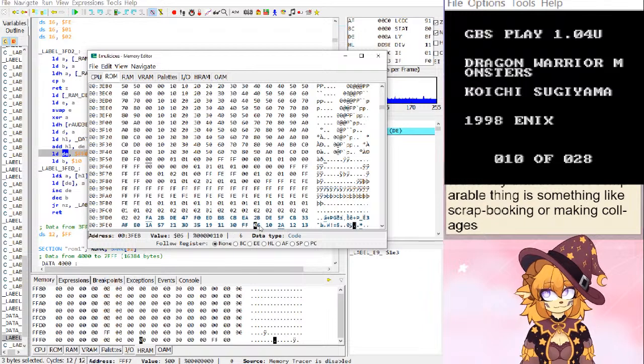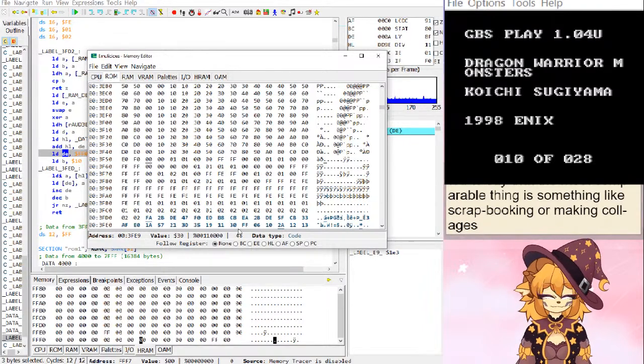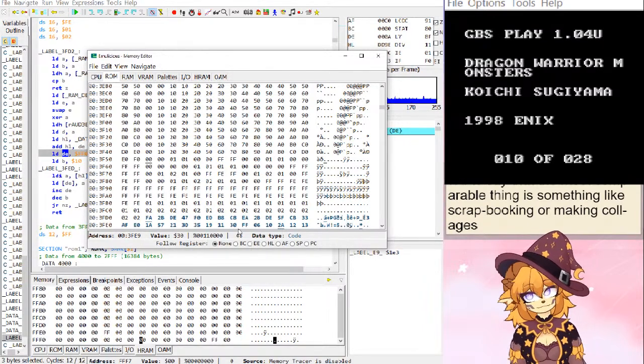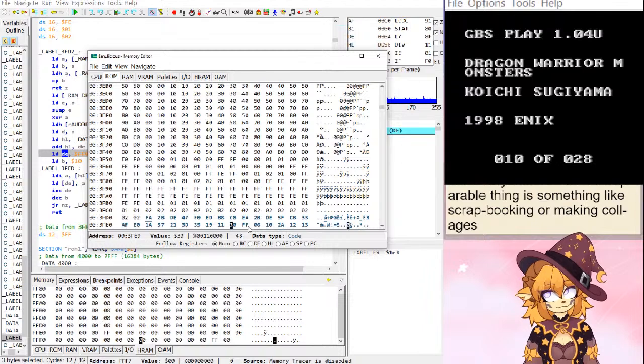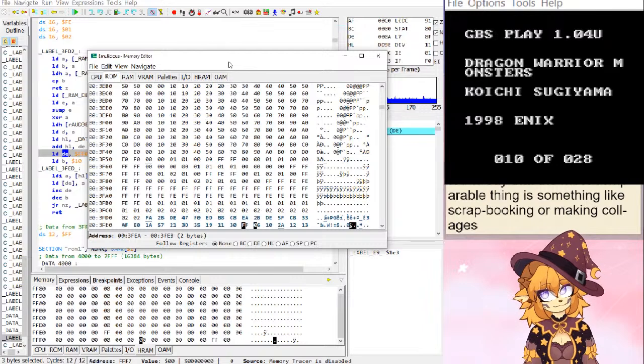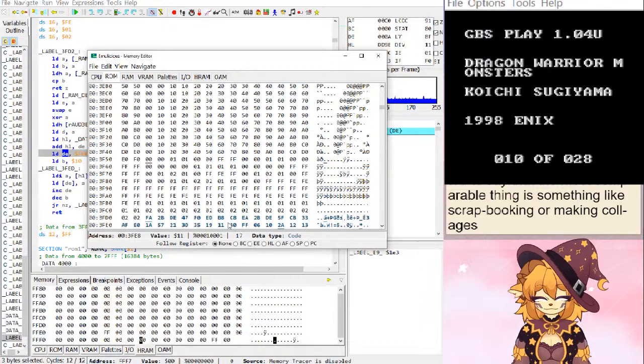That was weird. Oh, maybe that's not weird. This would be big endian if that's what it was. It's FF30. Okay. The 11 is the command. F30.